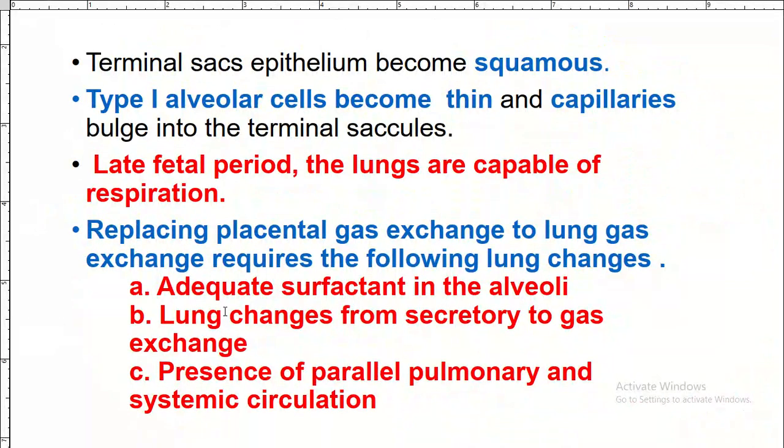You understand? So replacing placental gases exchange to lung gas exchange requires the following lung changes. So these are changes that are important for lung gases exchange. One, we need adequate surfactant in the alveoli produced by type 2 pneumocytes. Two, lung changes from secretory to gas exchange. Then three, presence of parallel pulmonary and systemic circulation. So vascularization of respiratory system is essential for gases exchange.